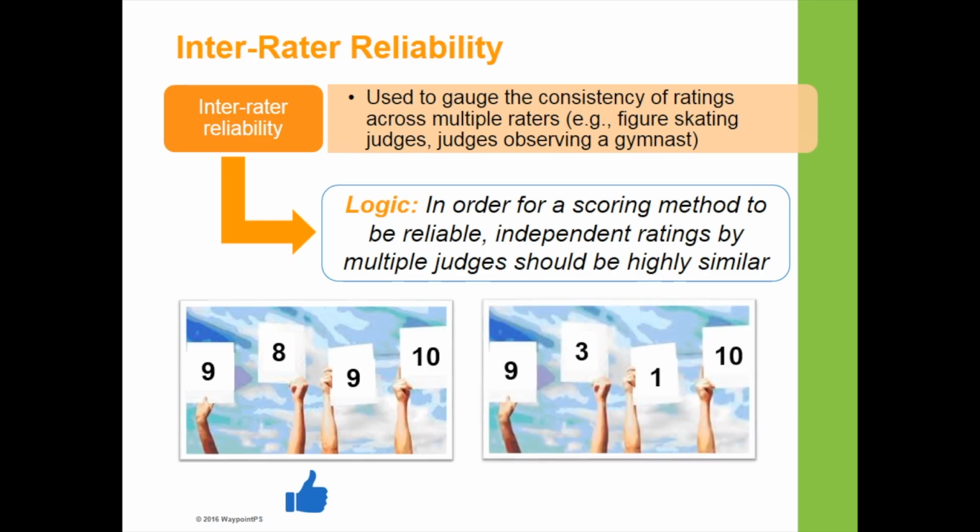In this second example, we can see that the 4 judges gave 9, 3, 1, and 10. This is highly inconsistent across the judges. They're not on the same page regarding what to look for, what element they should score high, what element they should score low. So they're all over the place. And this is an example of where we would expect to find a low inter-rater reliability.